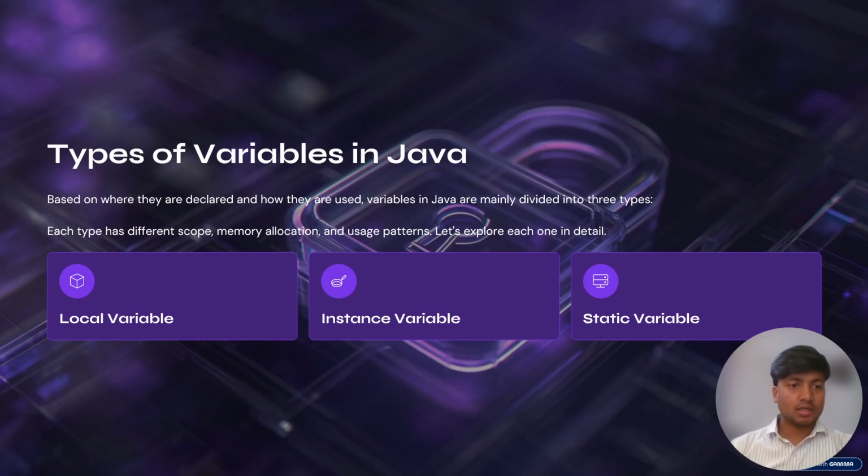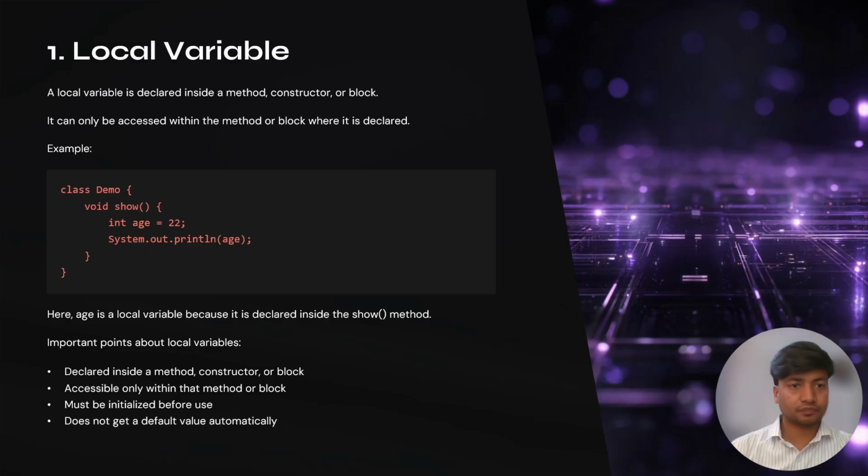In this slide, we learn about types of variables in Java based on where they are declared and how they are used. Variables in Java are mainly divided into three types. First, local variable, second, instance variable, and the last one is static variable. Let us go through them one by one. We'll see the next slide. In this slide, we will learn about local variable.